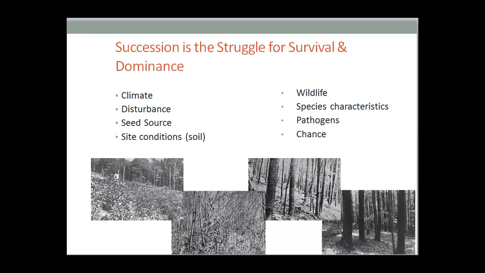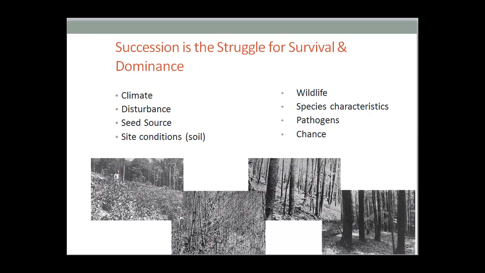Each tree species has particular characteristics that will make it more or less successful under the suite of conditions that are present. And then there are also pathogens, and there's also just random luck. Sometimes you have bad luck, sometimes you have good luck. As we consider these different factors, think about how a change in any one of these factors on a particular point of ground would influence or redirect the trajectory of succession.